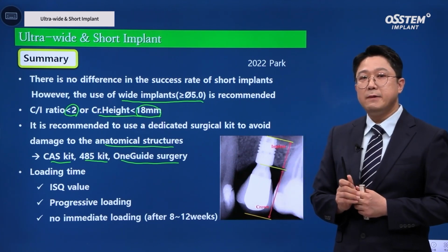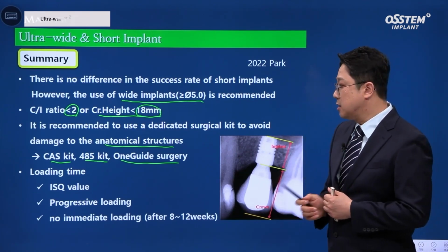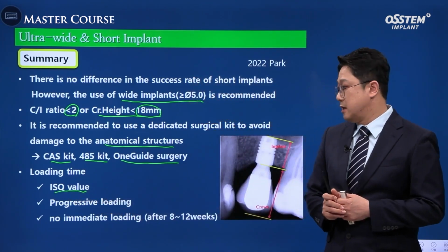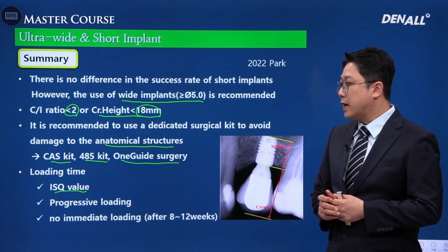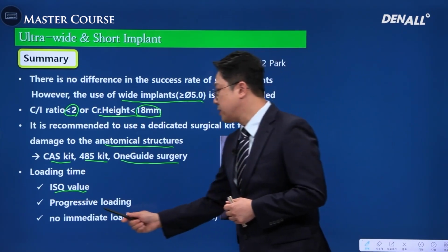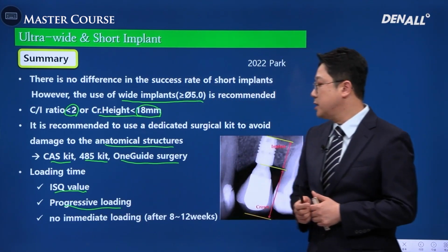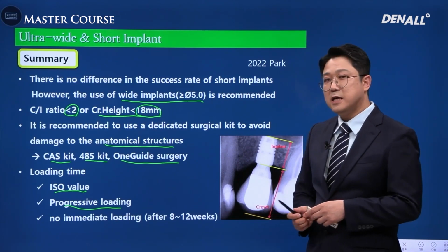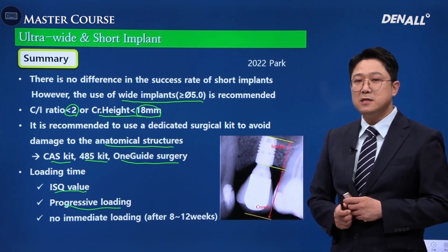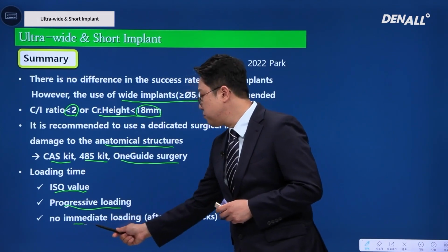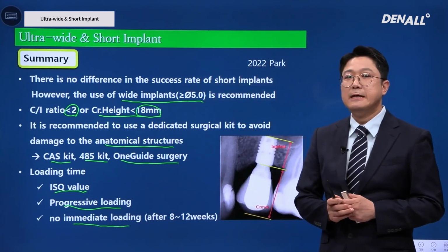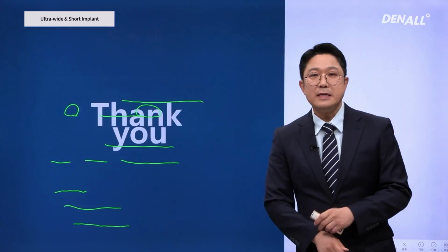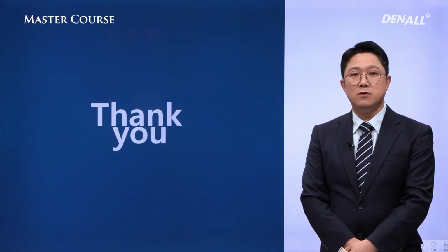As for loading period, you need to measure the ISQ value to determine when to do loading. Rather than providing final prosthesis, I prefer providing provisional and doing progressive loading. I do not think immediate loading should not be done, but unless it is absolutely necessary, I try to avoid immediate loading. I've talked about my opinion on ultra-wide implant and short implants.